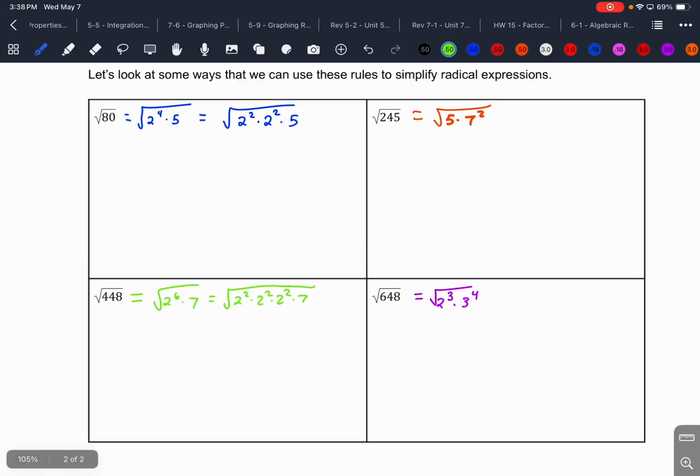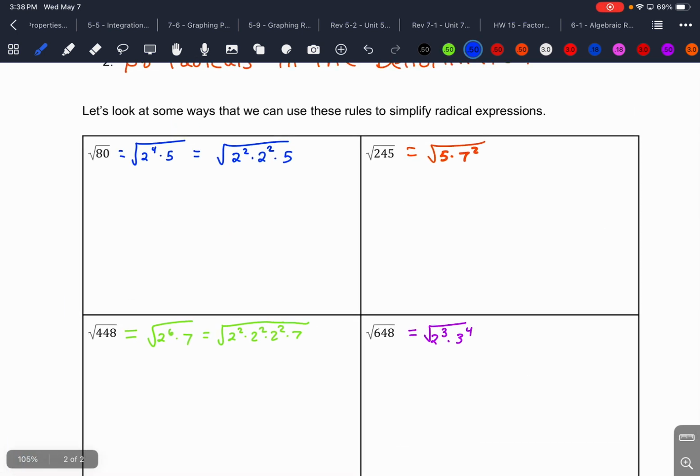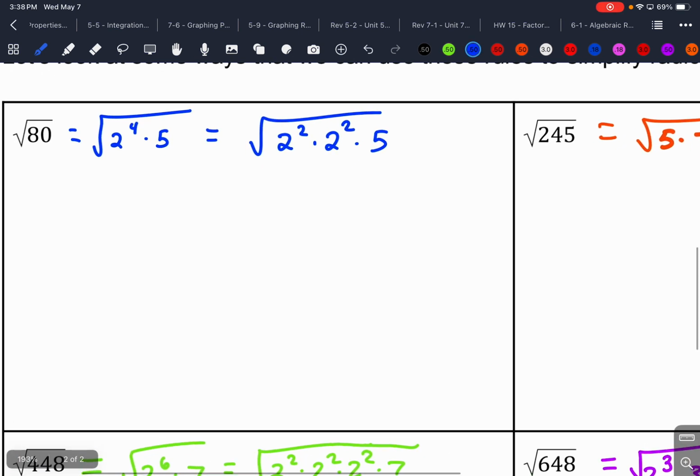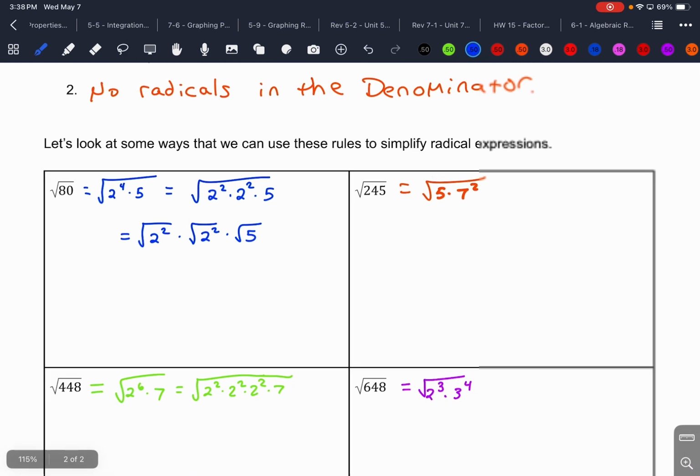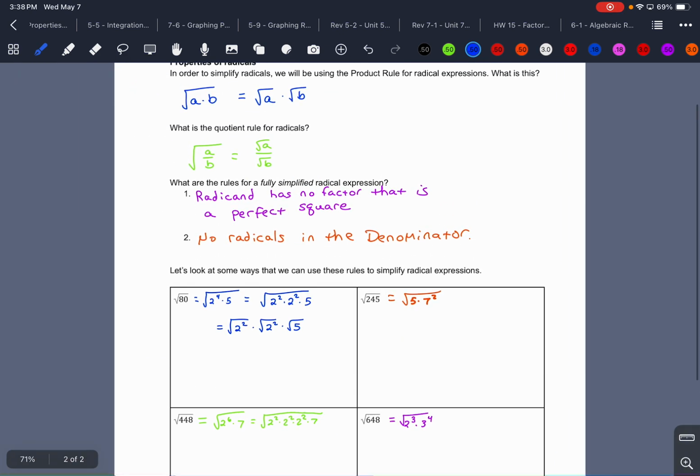Okay, so let me do one at a time. Sorry, I'm jumping ahead. What this does is it allows us to take the square root of 80 and give each thing its own square root. Right? That's the product rule. When we have two things multiplied, each thing can get its own square root.